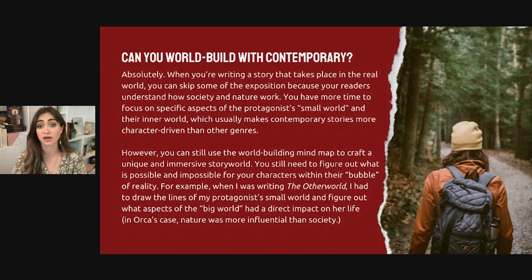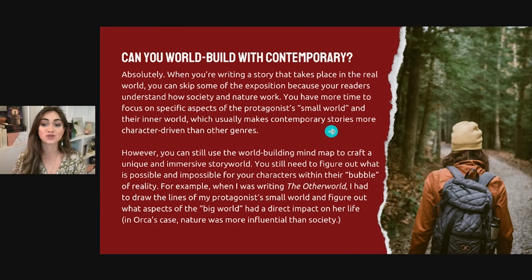So if you're writing contemporary, you might be thinking, can I world build? Can I make things this intricate? Yes, absolutely, you can. Now, when you're writing a story that takes place in the real world, you can skip some of the exposition because your readers understand how society and nature work, okay? And you'll have more time to focus on specific aspects of your protagonist's small world, their inner world as well, which usually makes contemporary stories more character-driven than other genres. That's probably why, because we've already set up the world. We understand the world. Now we can get deeper into the small world.